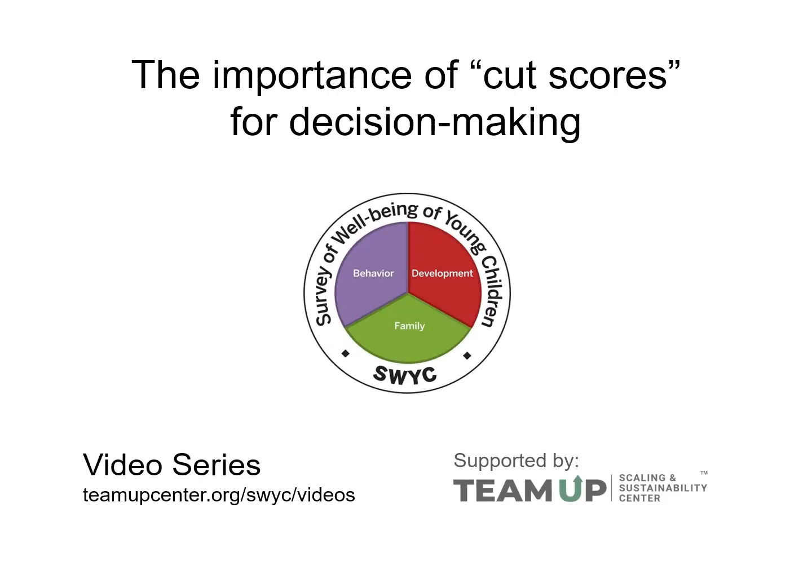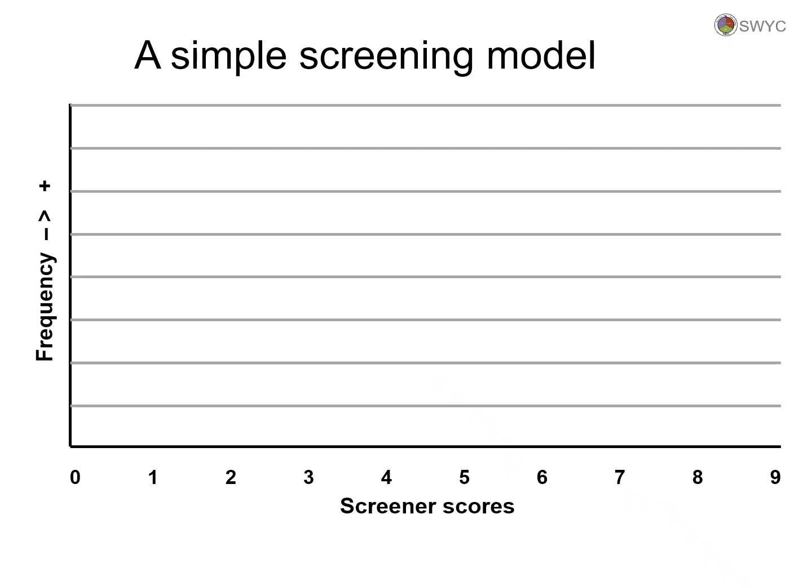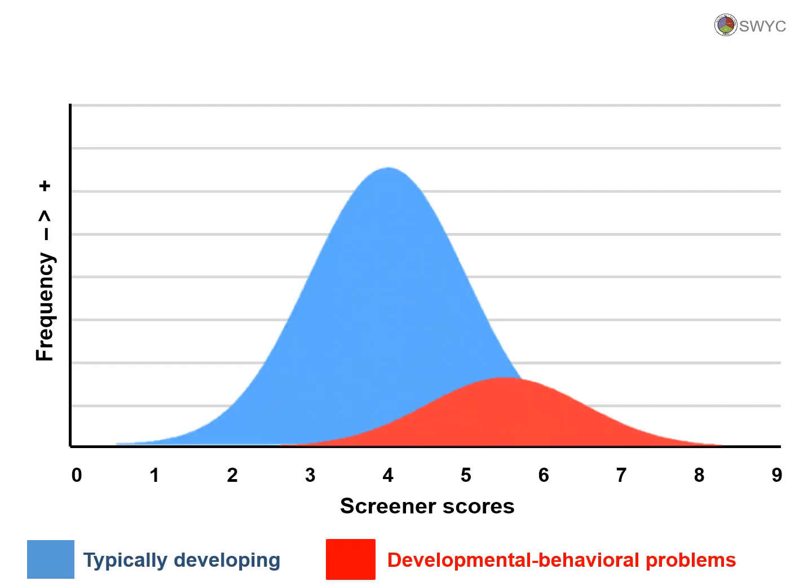Hi, today I'm going to discuss the importance of screening cut scores, also known as thresholds. To do so, I'm going to ask you to imagine a screening questionnaire that I introduced in a previous talk. In this thought experiment, screening scores range between 0 and 9.